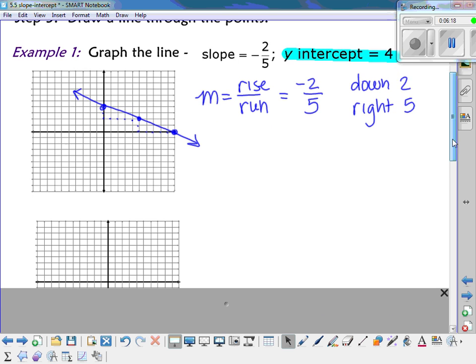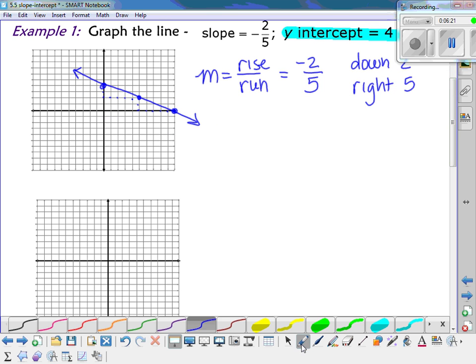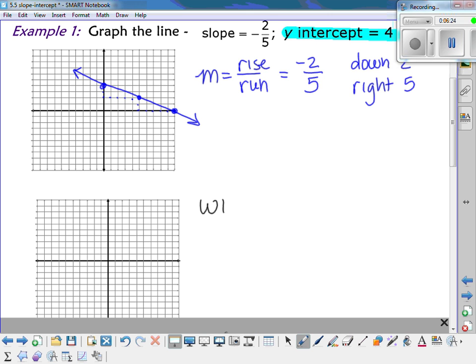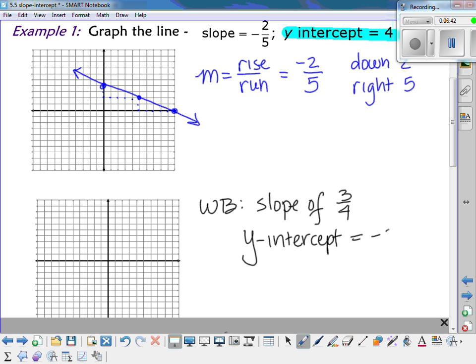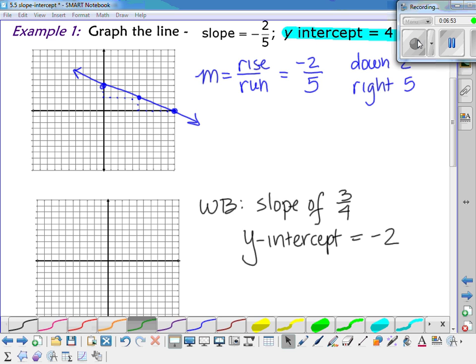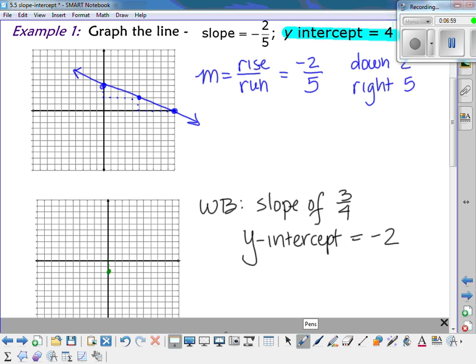Okay, so I'm going to have you guys do one on your whiteboards. I'm going to have you graph a line that has a slope of 3/4 and the y-intercept is at -2. So where are we starting? At -2. All right, so we started at -2 on the y-axis, and then we went up 3 over 4.